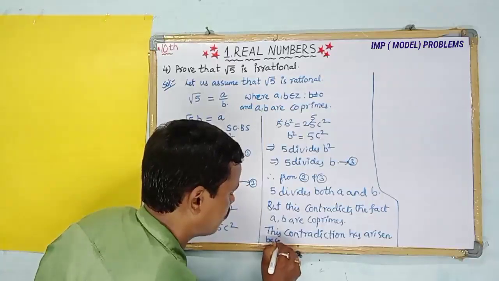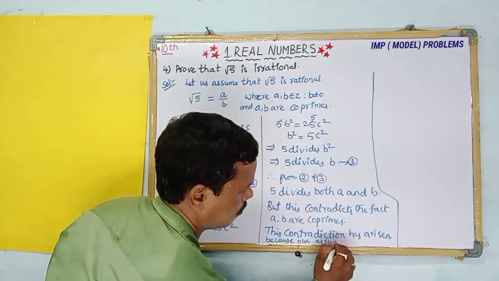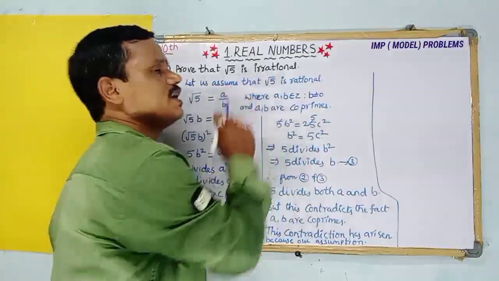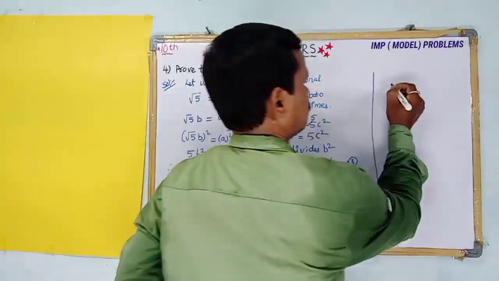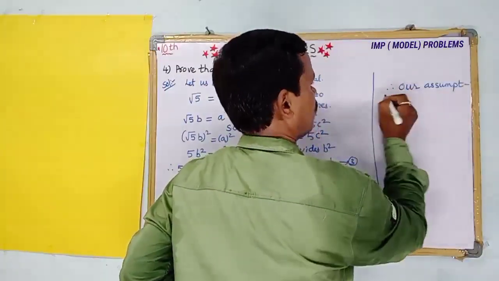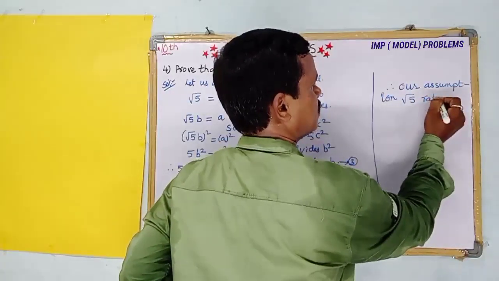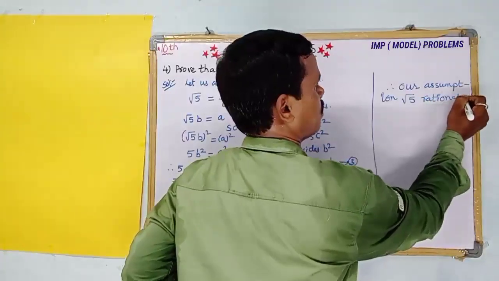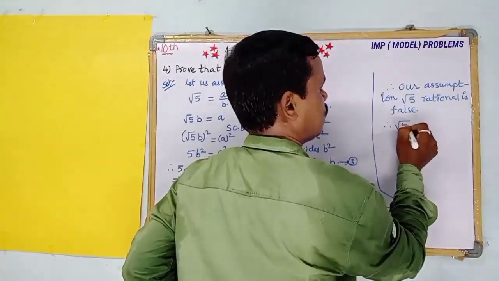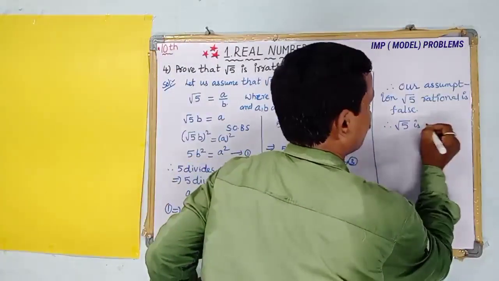This contradiction has arisen because of our assumption. What is our assumption? Root 5 is rational. Therefore our assumption that root 5 is rational is false. So root 5 is not a rational number, which means root 5 is irrational.